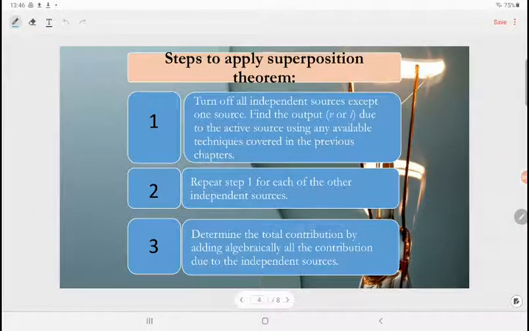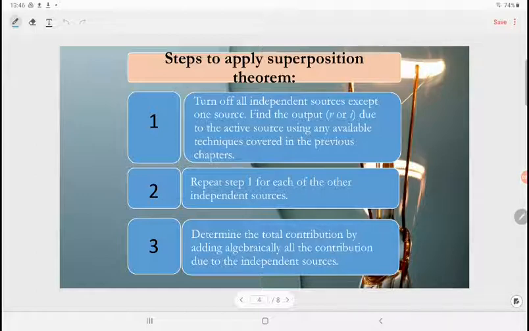So these are the 3 steps that you need to consider in order to apply the superposition theorem. The first one, you need to turn off all independent sources except one source. And then you need to find the output voltage or current due to the active source using any available technique covered in the previous chapter.